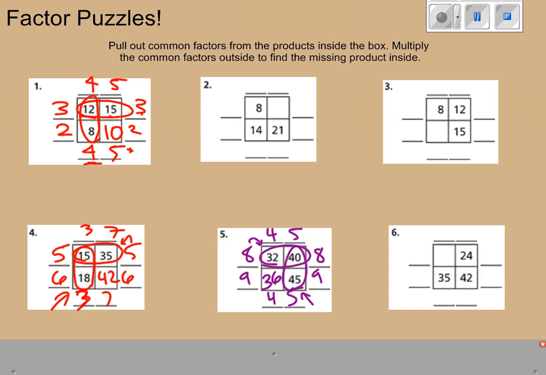All right, so if I do this number 3 quick, so 4 and 4, 12 and 15. Here is going to be 3. So 4 times 2 gives me 8. If 3 times 5 gives me 15, so 10 should go right here. All right, that's kind of all I'm asking you to do for that.